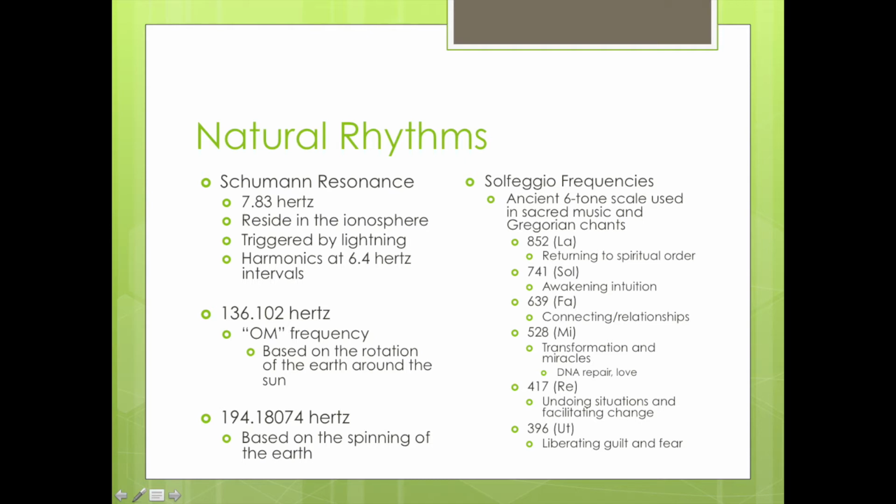We also have the solfeggio frequencies. This is an ancient 6-tone scale used in sacred music and Gregorian chants. They are said to hold spiritual harmonic resonance while also holding mathematical resonance. All of the solfeggio frequencies can be reduced to a 3, 6, or 9 numerically. These frequencies tend to be affiliated with spiritual tiers of being, similar to the chakra system.